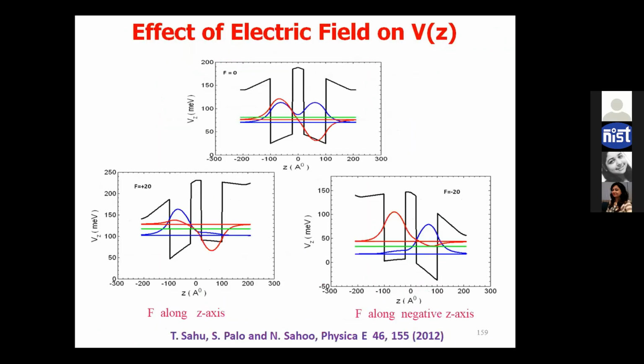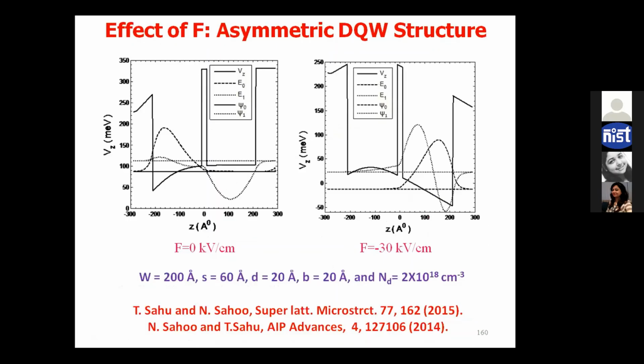Here either you can apply field along the growth direction or opposite to the growth direction, that I have shown. If you apply along the growth direction, that means from the substrate side, the potential will move up towards the substrate. If you apply the field in the negative direction, that means from the surface side, then the right side, the left side will move up. So whether the potential moves up or down depends upon the direction of the electric field. This is one of our results that I have shown and explained.